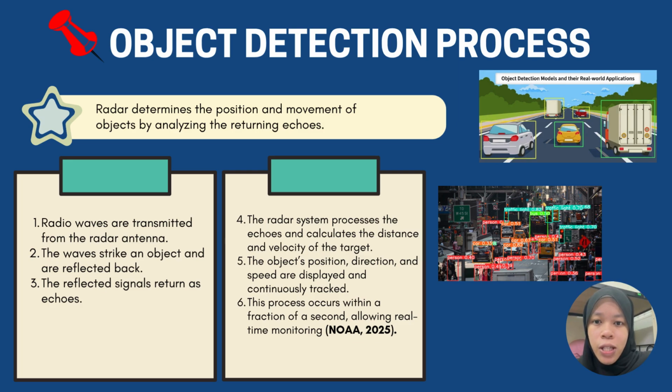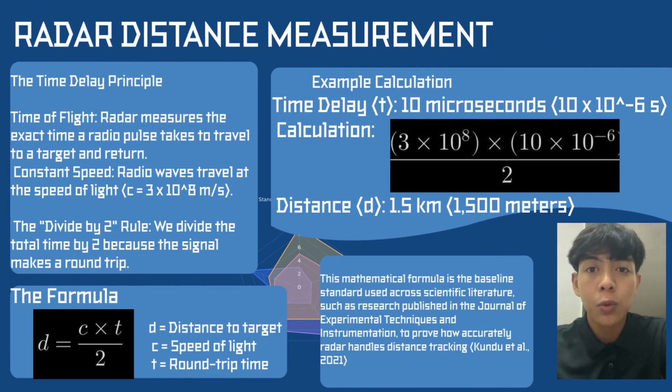This entire process happens within a fraction of a second, making radar an efficient tool for tracking moving targets. Now that we understand how waves reflect, let's look at how we actually measure distance. This is done using the time delay principle, because radio waves travel at a constant speed. The speed of light is 3 times 10 to the power of 8 meters per second.